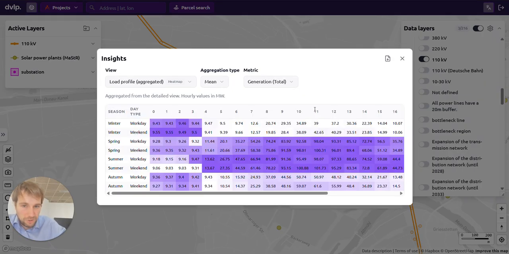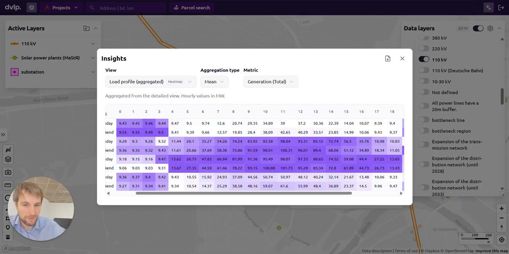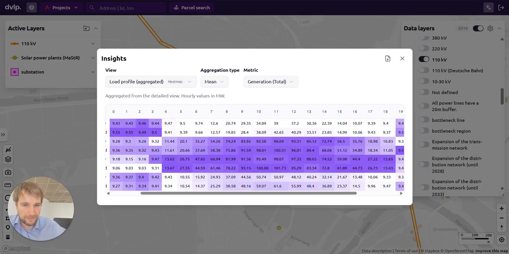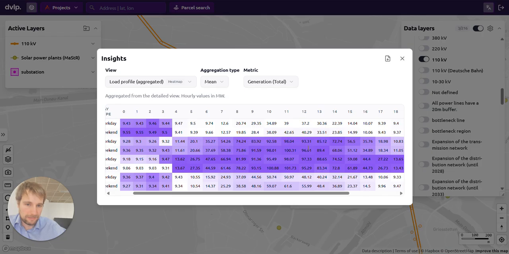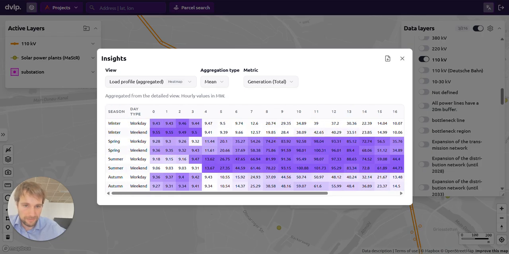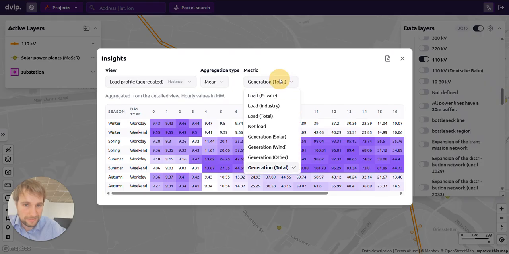And if I'm looking at the total generation here, I'm already seeing, which is not unusual for South Germany, a clear spike in the summer period, usually around the middle of the day in summer, which of course indicates the high amount of solar generation that is connected here.